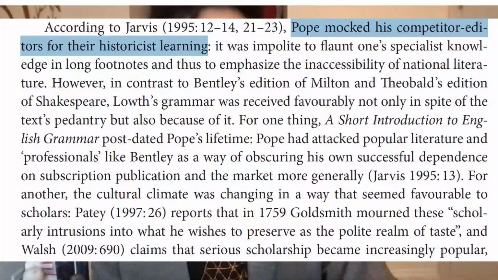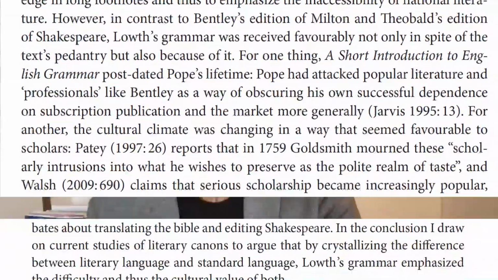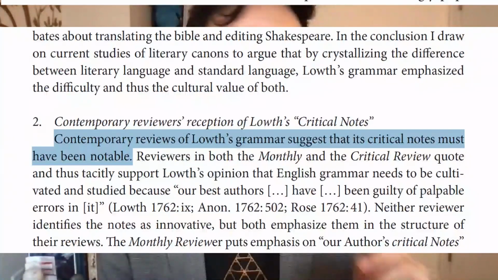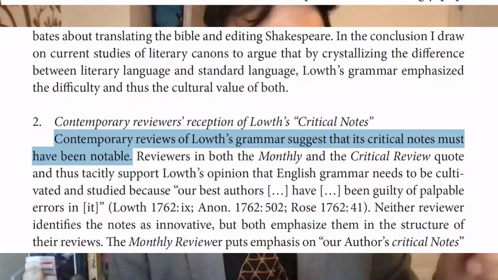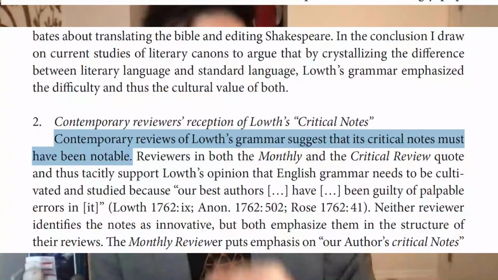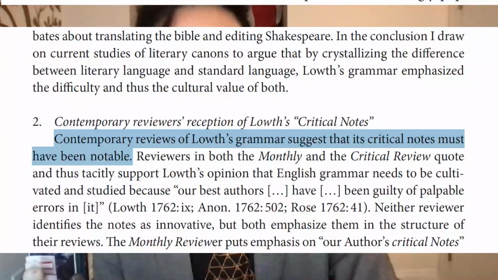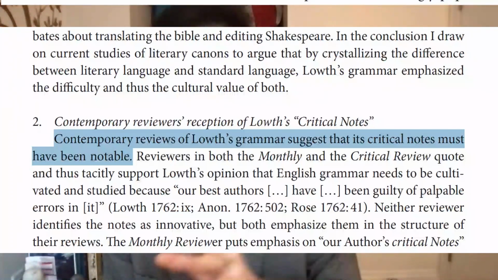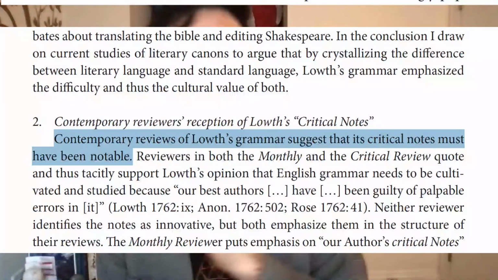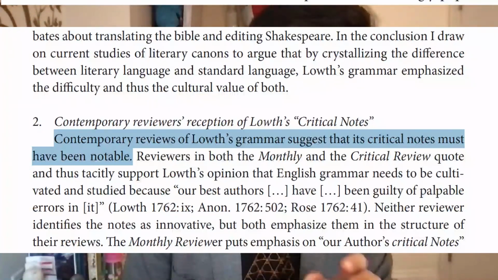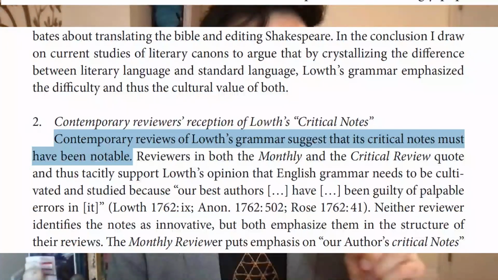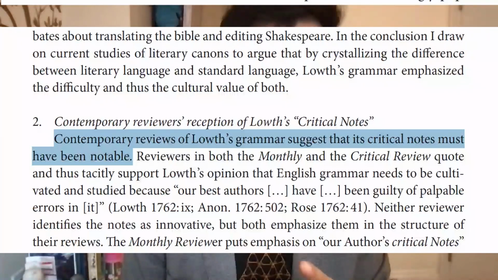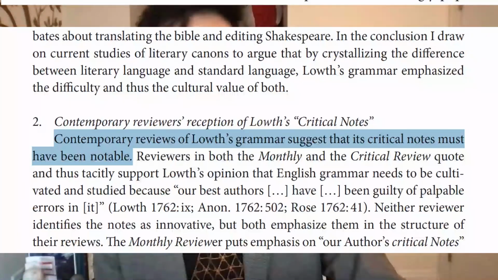Or look at the beginning of section 2. All right? I quite like this. Contemporary reviews of Lowth's grammar suggest that its critical notes must have been notable. There's a light punning going on here. The notes are notable, but crucially, that punning serves the progression of her argument without slowing it down. No clarity is lost, and actually, the pun makes things clearer. The notes were noteworthy, notable, but that is different from being innovative. Right down here, neither reviewer identifies the notes as innovative, but both emphasize them in the structure of their reviews.